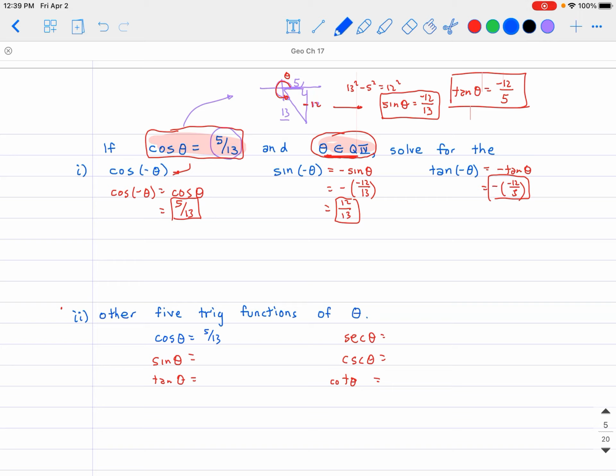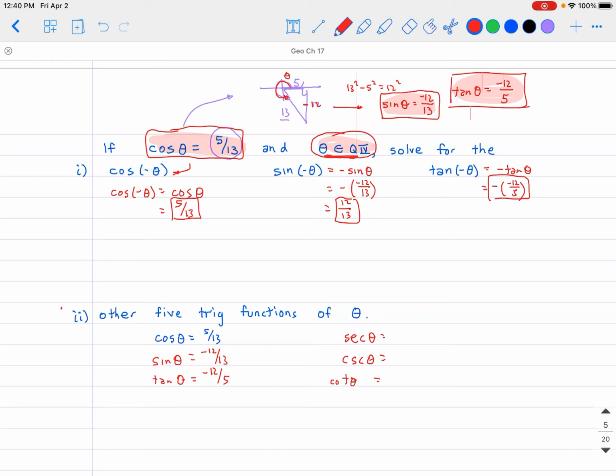Well, all of these we actually have because we solved for them earlier. Remember, we solved for sine of theta, and we also solved for tangent of theta. So now it's just a matter of filling everything in. Sine of theta is supposed to be negative 12 over 13. Tangent of theta is equal to negative 12 over 5. And all the other ones on the right are just the reciprocals.